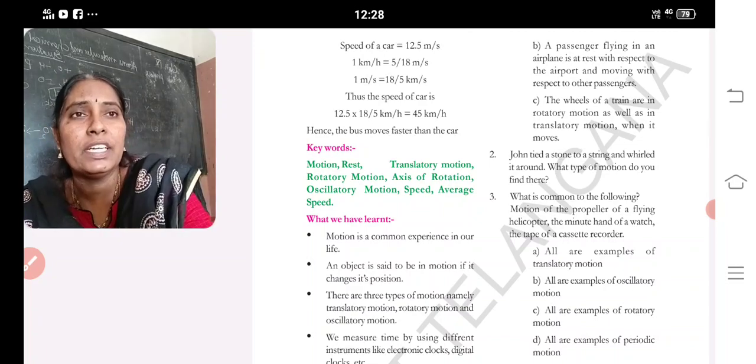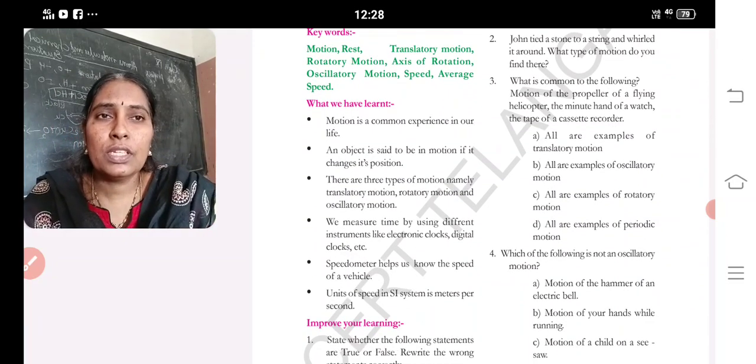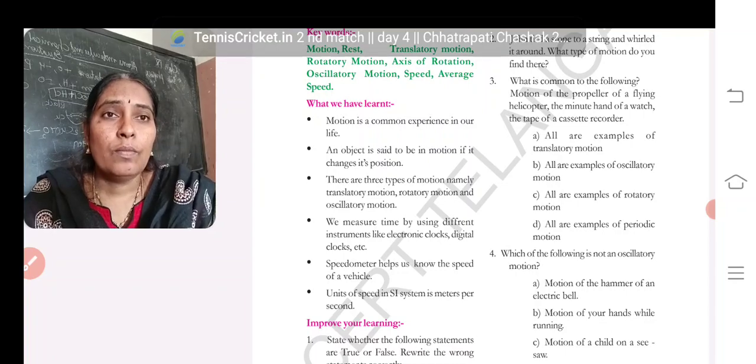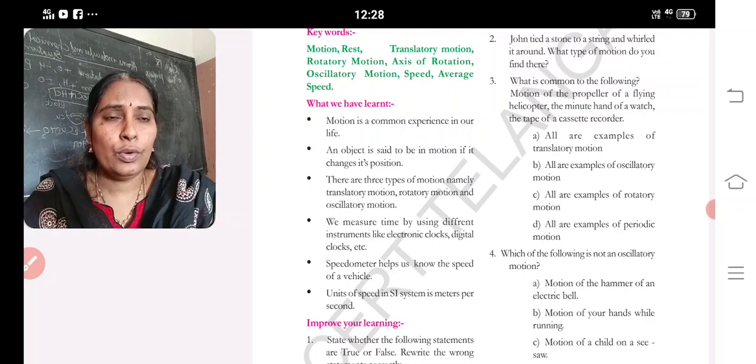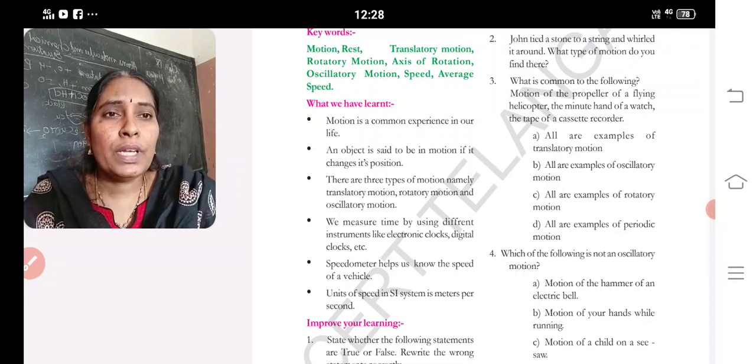With this we completed our 4th lesson revision, that is motion is a common experience in our life. An object is said to be moving if it changes its position. There are three types of motions, namely translatory motion, rotatory motion and oscillatory motion. We measure time by using different instruments like electronic clocks, digital clocks, etc. Next, a speedometer helps us to know the speed of a vehicle.